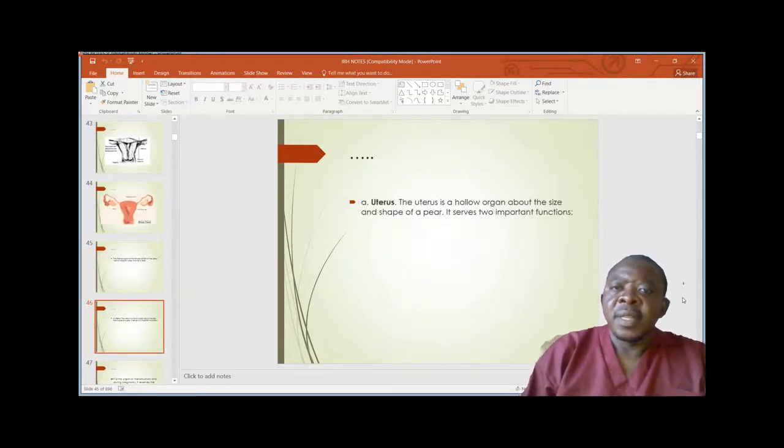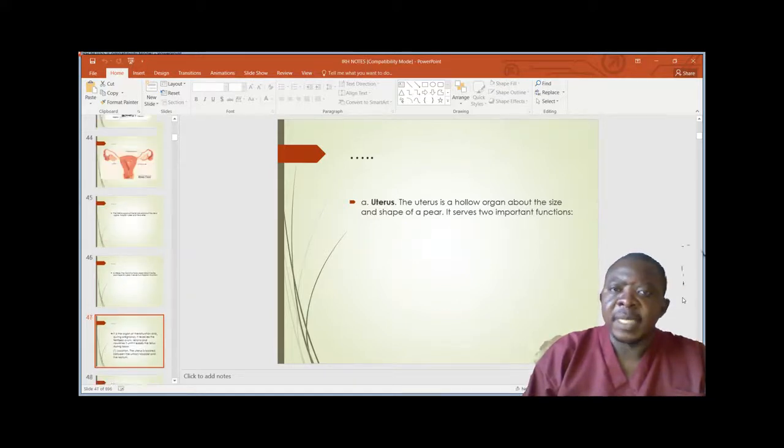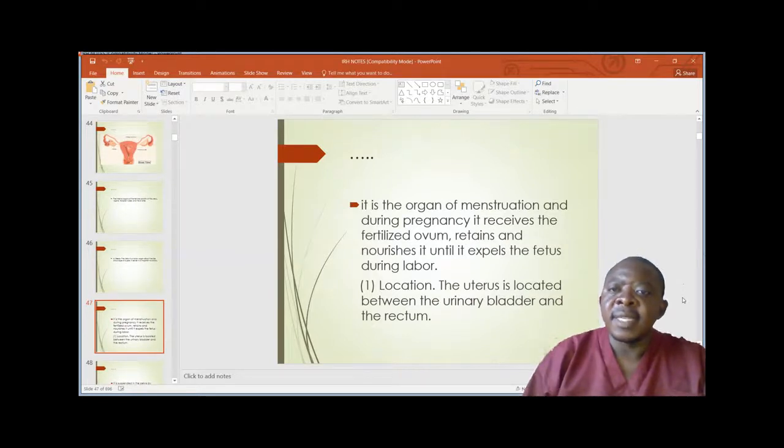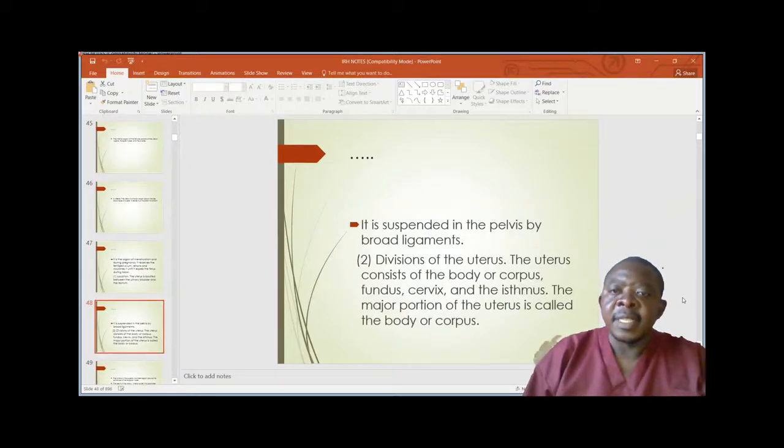The uterus is a hollow organ about the size and shape of a pear. It serves two important functions. It is the organ of menstruation, and during pregnancy, it receives the fertilized ovum, retains and nourishes it until it expels the fetus during labor. So that is the first function. Then location: the uterus is located between the urinary bladder and the rectum. It is suspended in the pelvis by broad ligaments.